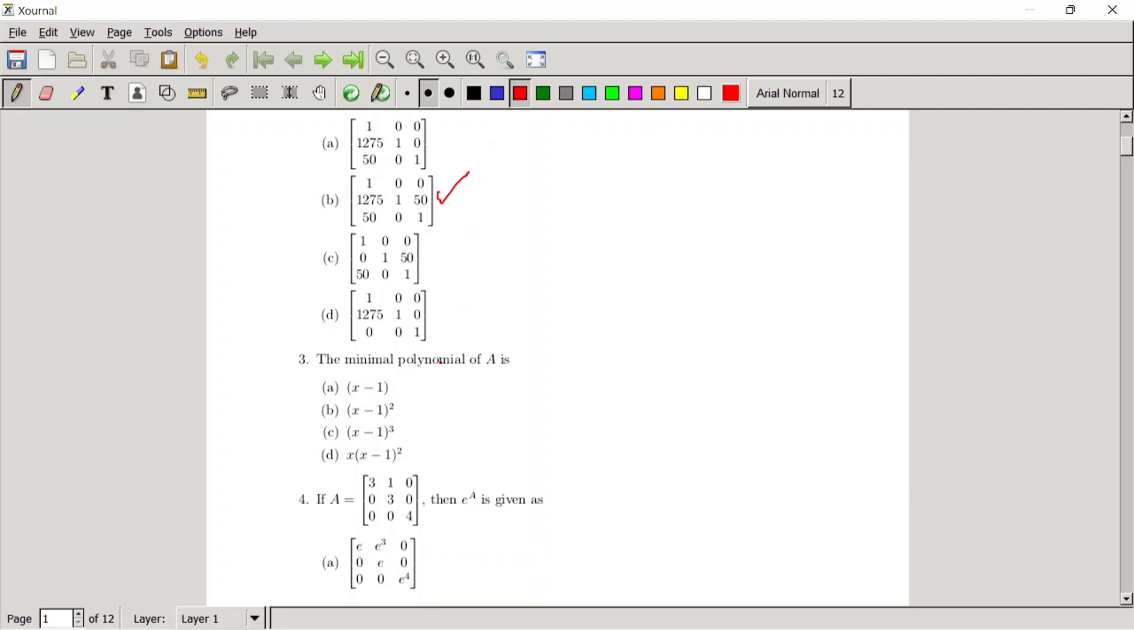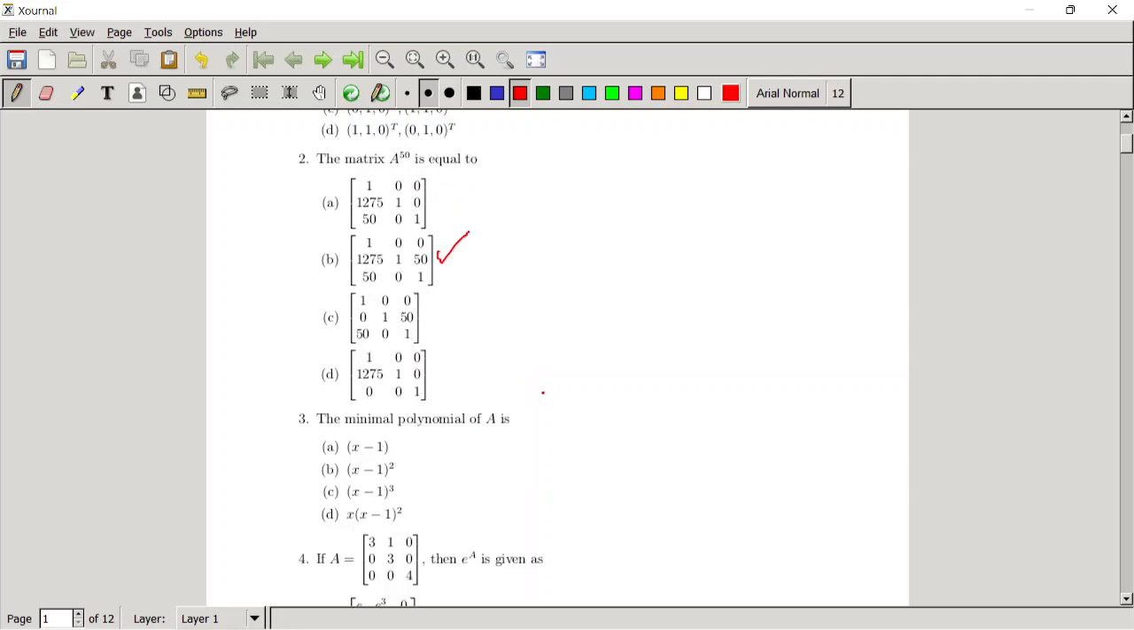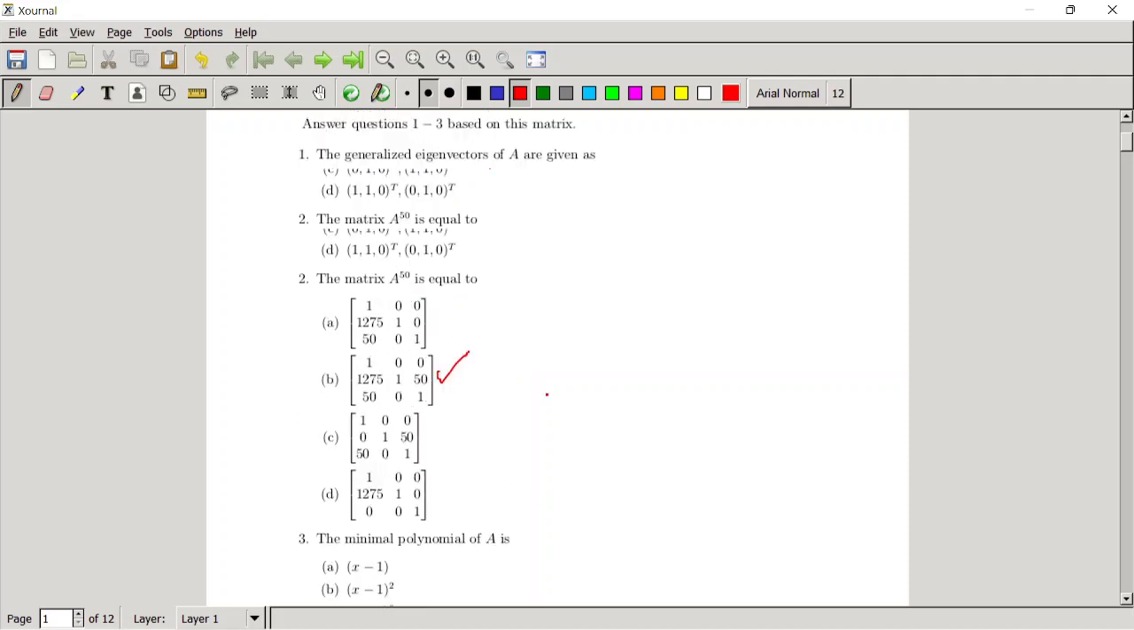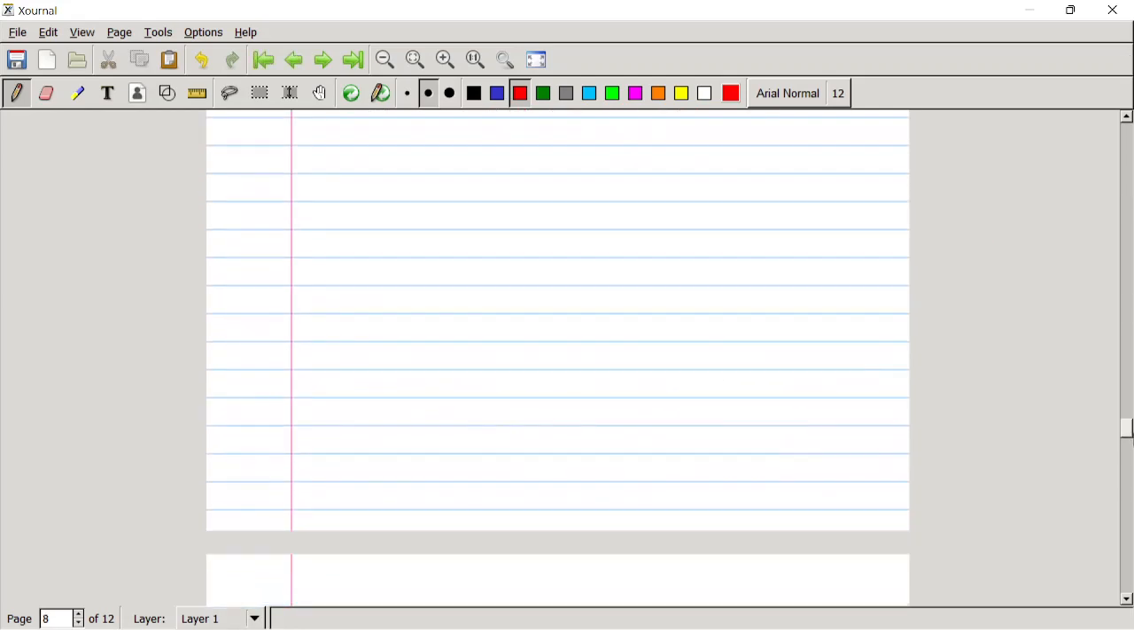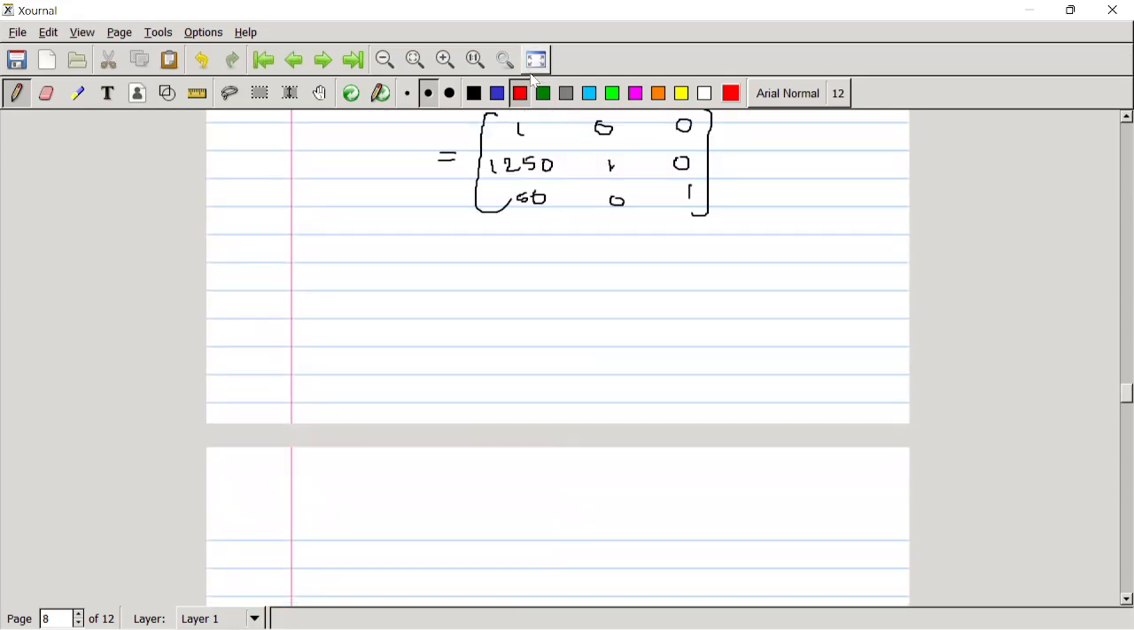So the third problem is the minimal polynomial of A. This problem can be done from the calculations of the first problem only. Let me tell you. So the third problem is the minimal polynomial of A.